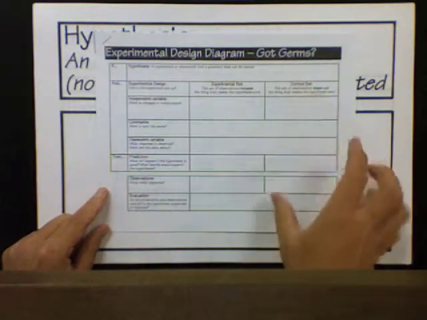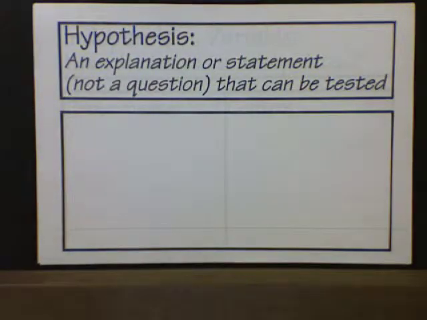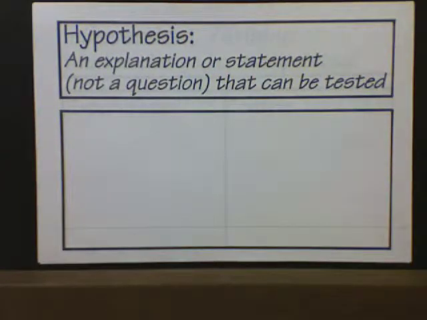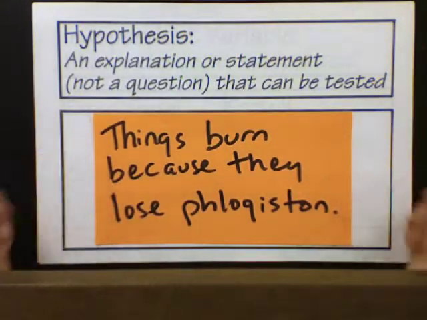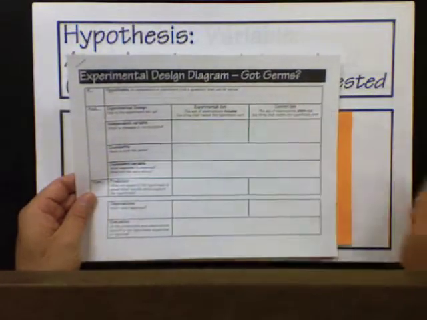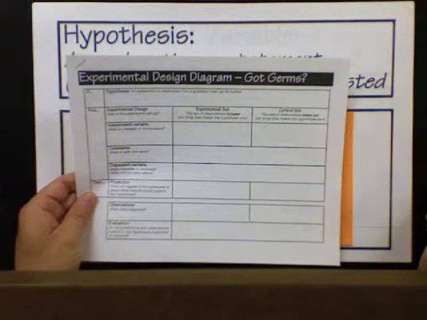So looking up at the first part, the hypothesis. Hypothesis is an explanation or a statement, not a question, something that you can test. It comes from a question. Our question last week was, why do things burn? A hypothesis is a statement. We were testing this statement, that things burn because they lose phlogiston. It's not a question, it comes from a question. It's something that can be tested. So when you fill in an experimental design diagram, when you fill in the hypothesis part, you might start by thinking about it as a question, but the hypothesis is your answer to the question.